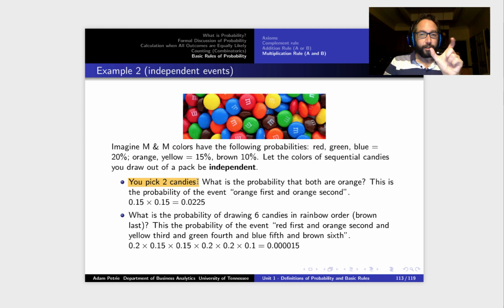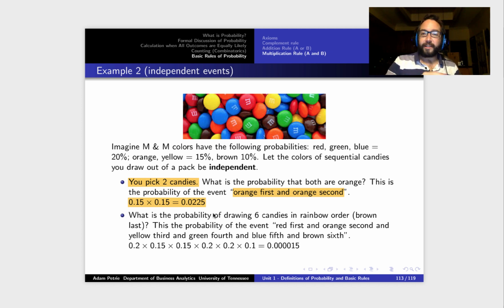All right, well, 2 events, we want to know the probability that they both occur simultaneously. The first candy we picked out was orange, and the second candy we picked out was orange. A and B, independent events, so we multiply those 2 probabilities together. 15% chance of orange, 15% times 15% works out to be just a little bit above 2%.